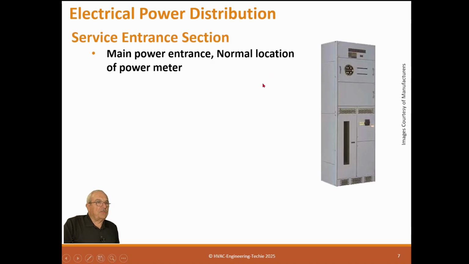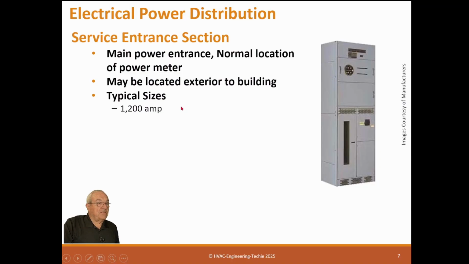Service entrance sections, main power entrance, normal location of the power meter, the utility meter. Doesn't have to be. The utility meter could be on the outside of the building somewhere. This could be in the main electrical room. So maybe located exterior to the building. Typical sizes, 1200 amp, 1600 amp, 2000 amp, 3000 amp, and 4000 amp.